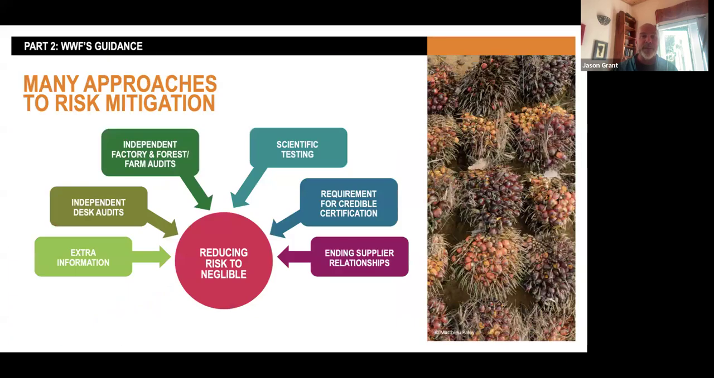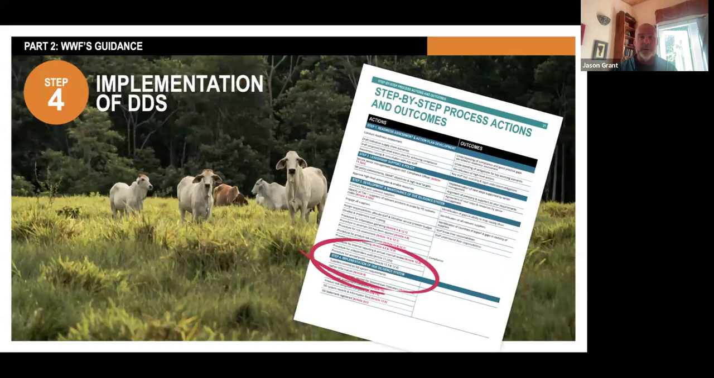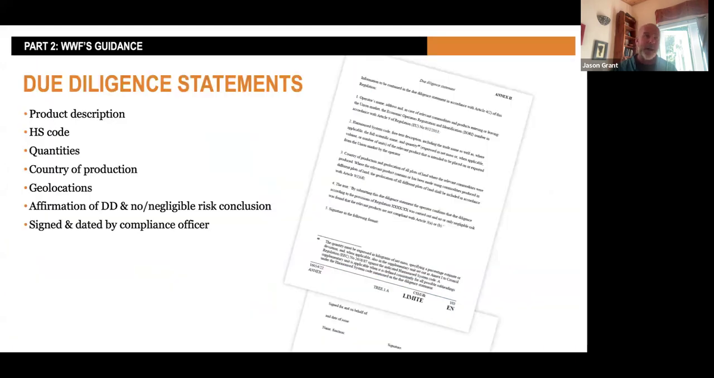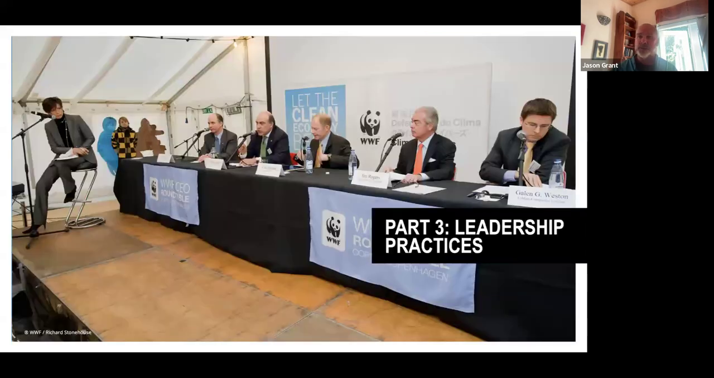And then there's a procedure for risk mitigation. There are lots of potential approaches to risk mitigation. The regulation does not stipulate much detail about what risk mitigation steps you should take. It just says you've got to do it. So in our step-by-step guide, we make a number of suggestions. You can see some of them here. This is not a comprehensive list, so I'm going to keep going. And then the last step is the implementation of the due diligence system that you've set up, including submitting these due diligence statements.